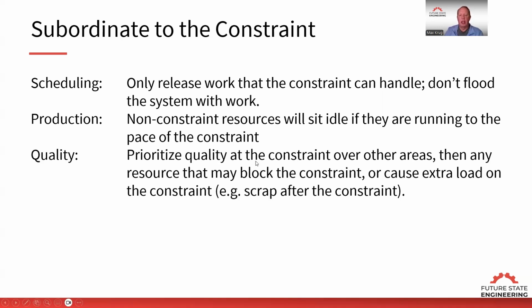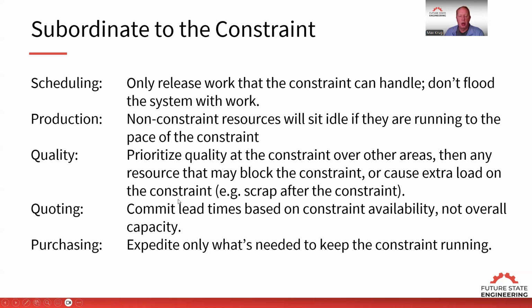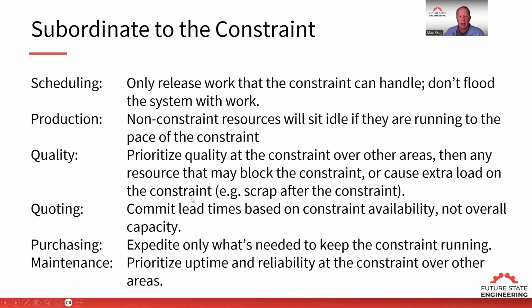Quality: prioritize quality at the constraint over all other areas, and any resource that may block the constraint or cause extra load on the constraint, such as scrap. So if we have scrap issues after the constraint and those products have to run through the constraint again, that's not a good thing. So quality has a priority. Quoting: commit to lead times based on the constraint availability, not overall capacity. Purchasing: expedite only what's needed to keep the constraint running. And lastly, maintenance: prioritize uptime and reliability at the constraint over other areas.